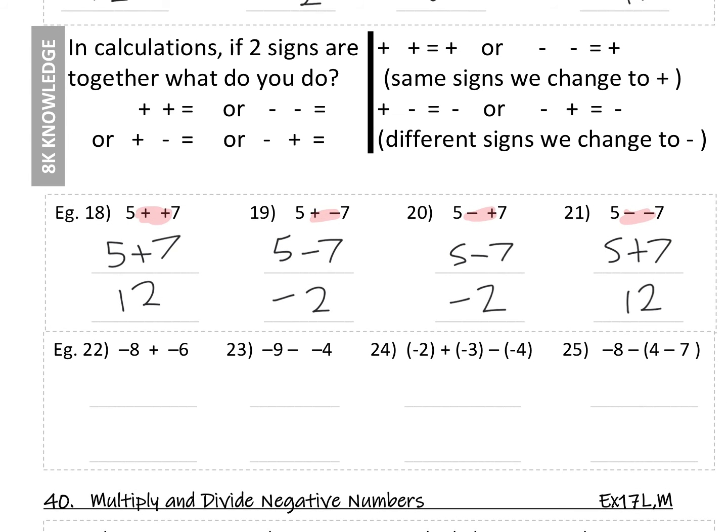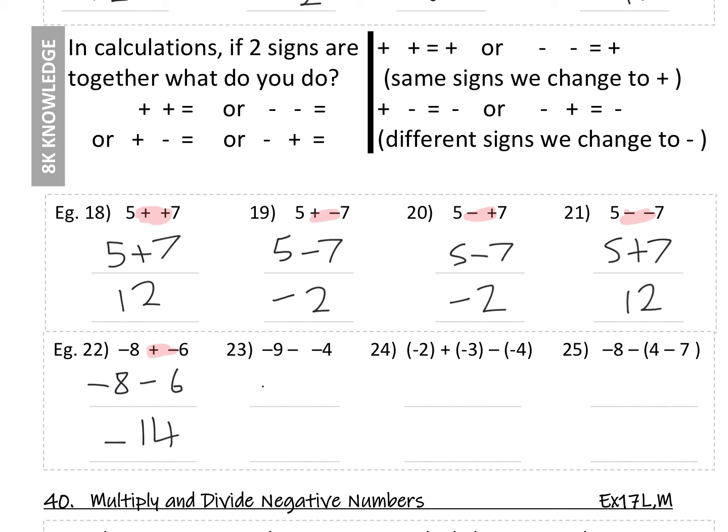Example 22. Minus 8 plus minus 6. Well, am I adding the 6 or am I taking it away? We look at that, two signs that are together, and we decide that when we're adding a negative, we take it away. Minus 8 in the number line, go down another 6, take away another 6, gets you to minus 14.